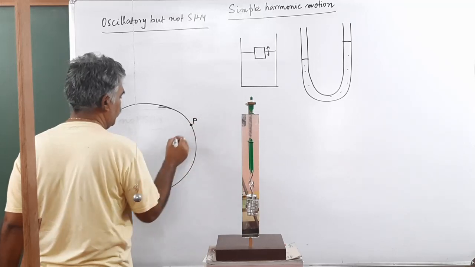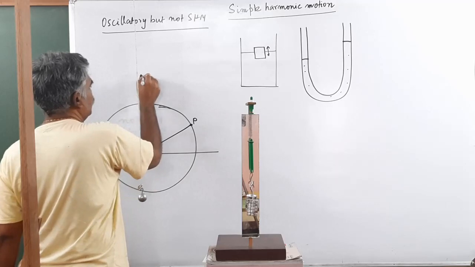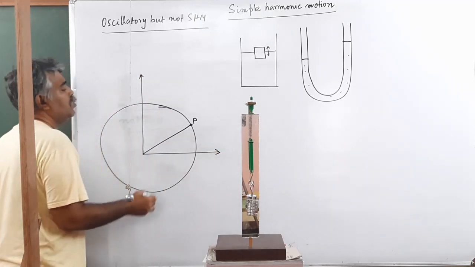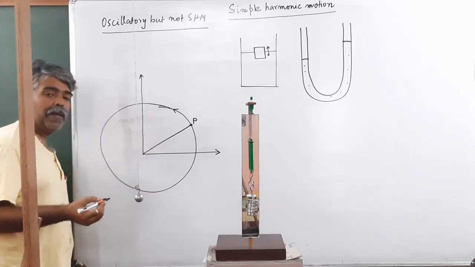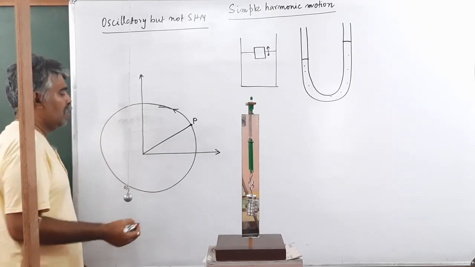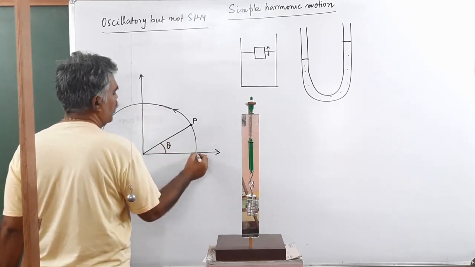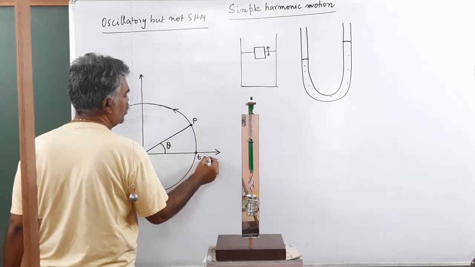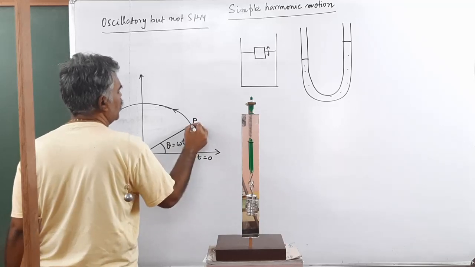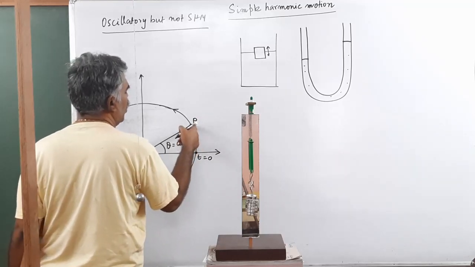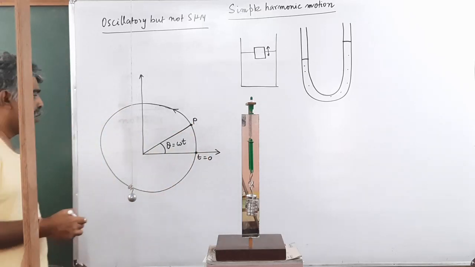Suppose this is a point P, and this point P is moving with a constant angular velocity. It's expected that you have already done circular motion. So this is theta, and if you take this as the starting position, t equals to 0, then theta will be omega times t, because the point has traversed for a time t.